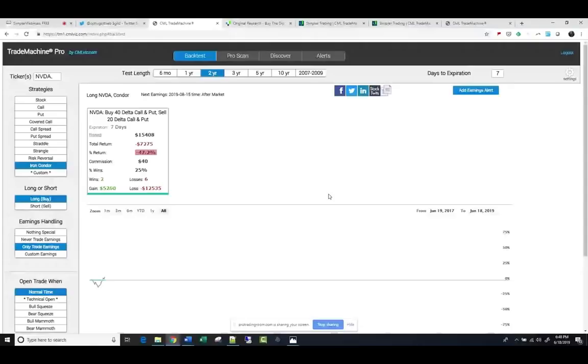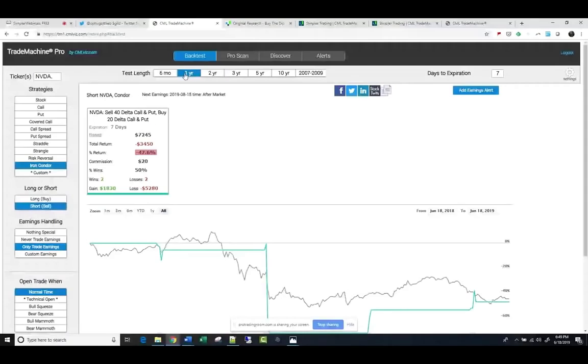Selling the vol in NVIDIA tends to be a win on earnings, but not in the last year. See, it's really hard. It's easy to find one that works recently, but doesn't work within the last year. But you can test whatever you want.